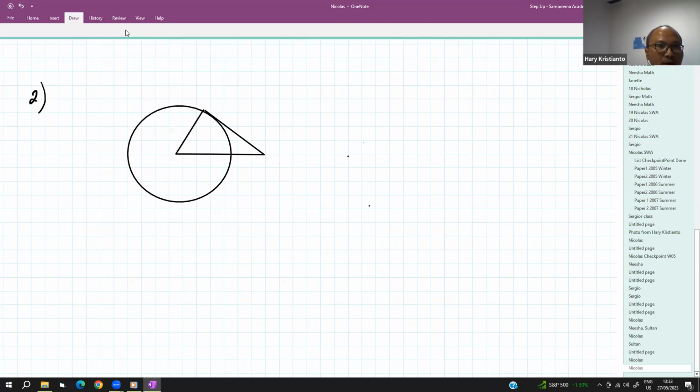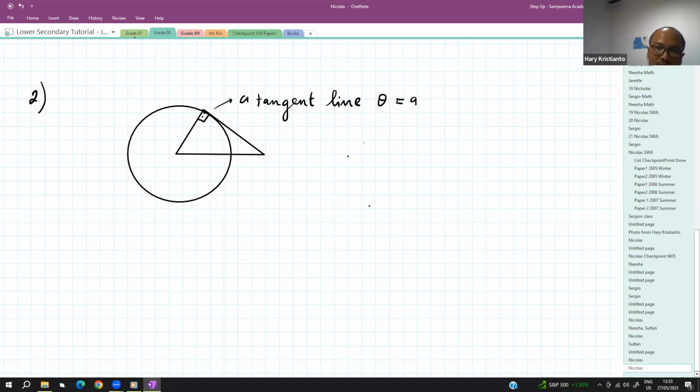Now, if it is given that it is a tangent, then the angle is 90 degrees. Here it is not given that it is a tangent, but every line that has a 90-degree angle is called a tangent line. So remember, if a question says the line is a tangent line, then the angle you have there is 90 degrees.